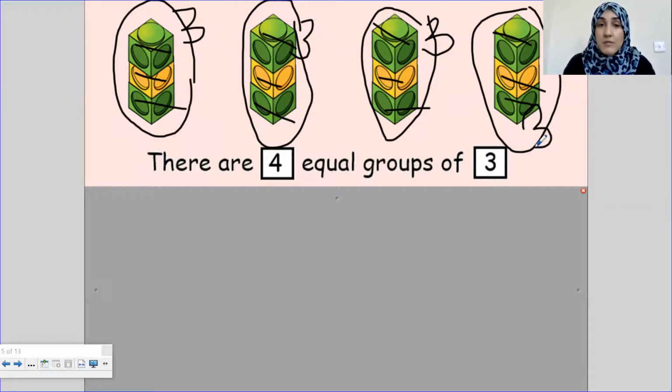Now, if I were to write a repeated addition number sentence, which repeated addition number sentence could I write to find the total amount of cubes in all of the groups? Can you help me? Okay, can you tell me in this here? Equals, well done. What about in this here? Right, okay, let's see if you're right.